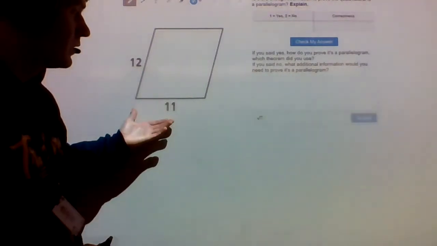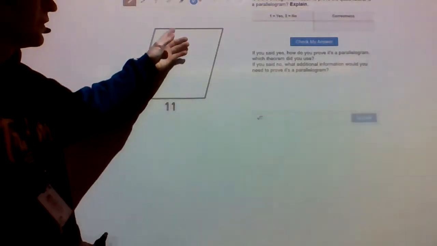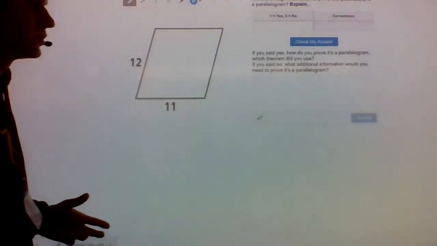It looks like a parallelogram. It very well could be a parallelogram. We just don't know the lengths of the other two sides to really say. This one should be a no.